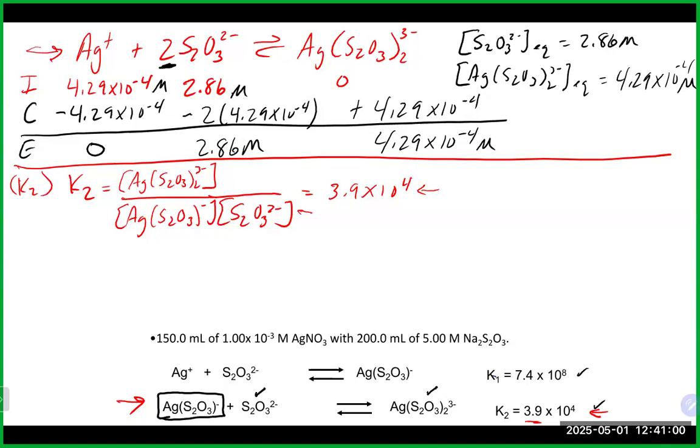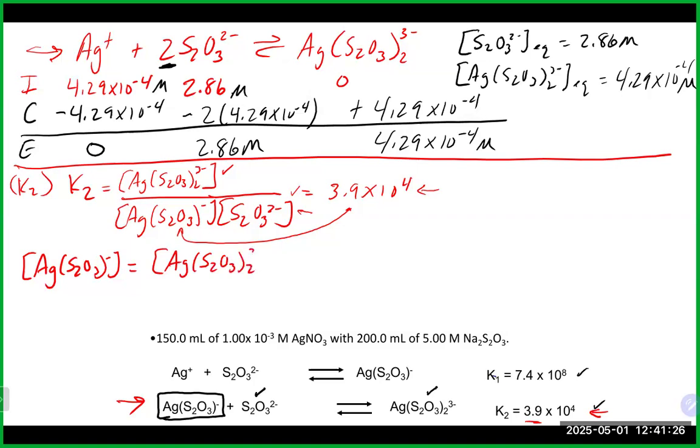At this point, we basically have this concentration and this concentration. So once again, these two are just going to switch places. We multiply the term on the bottom to the other side and divide. We will then end up with what we are looking for, this intermediate, equal to our complex ion divided by our K2 and our concentration of S2O3 2-.